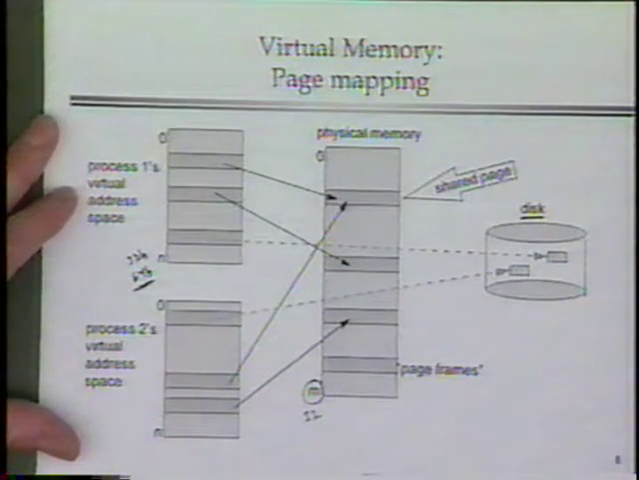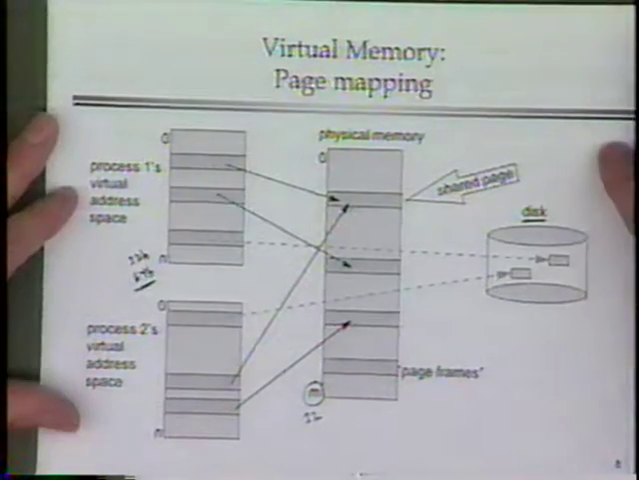Let me get a reality check here. How many people have seen virtual memory a zillion times before and know everything about it? Okay, it looks like we've got about half or so. I'll speed up moderately, but hopefully not enough to lose people who haven't seen this before.